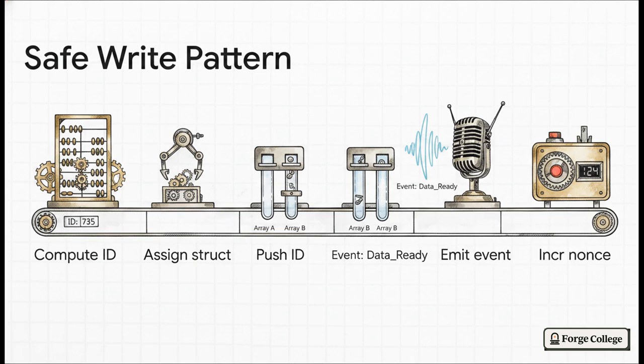First, you compute the ID. Second, you do a single grouped struct assignment to payments[pid]. Third, push the ID to both the payer and payee indexing arrays. Fourth, emit your event. And finally, increment the nonce. Following this exact specific order prevents inconsistent state, which is especially important if an external call gets introduced later on. It's just systematic, incredibly safe construction.